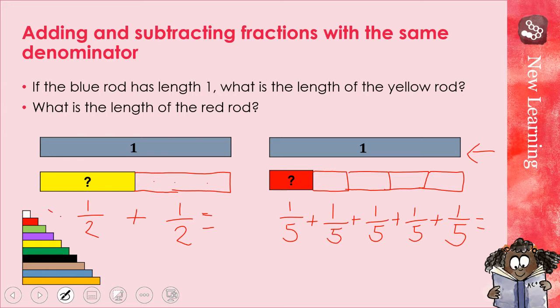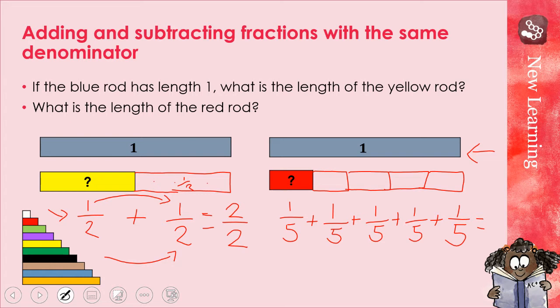In this first equation on the left, a half plus a half, when I add two fractions together, if the denominator is the same, the denominator is going to stay the same. All I need to do is add the numerators together. So for this first one, I need to do 1 plus 1 to give me the answer 2. 1 half plus 1 half equals 2 halves.